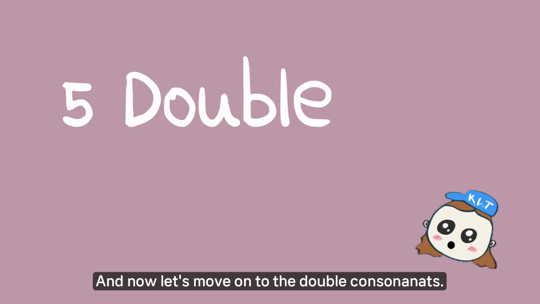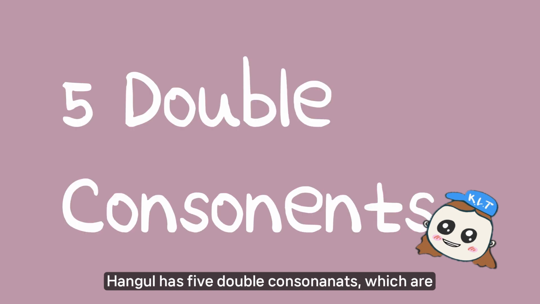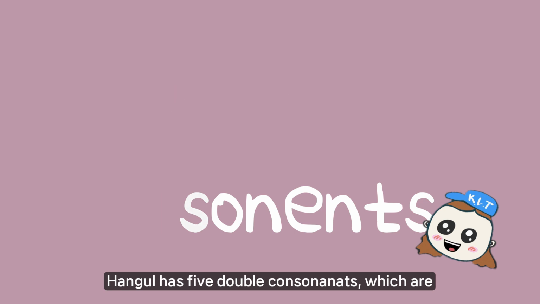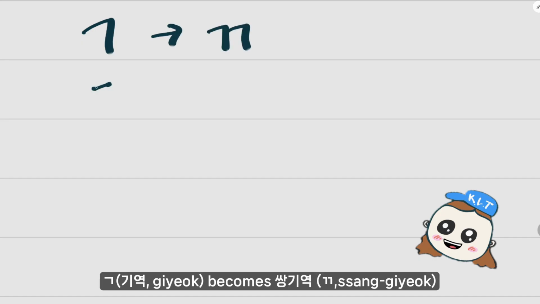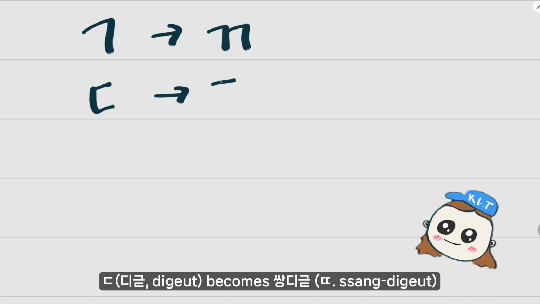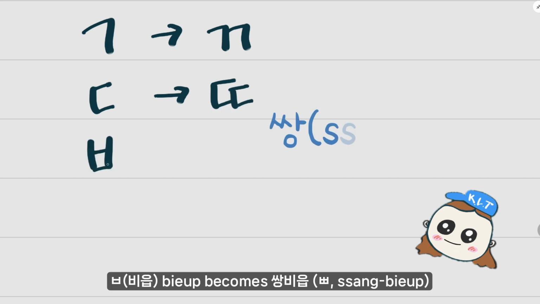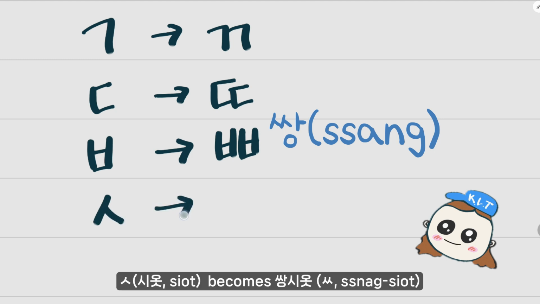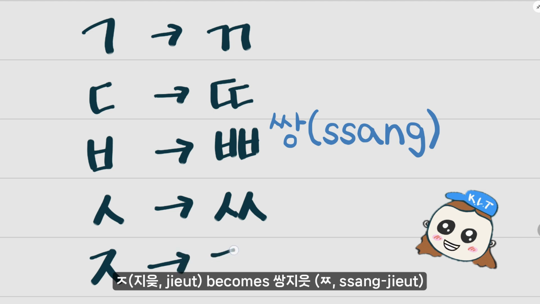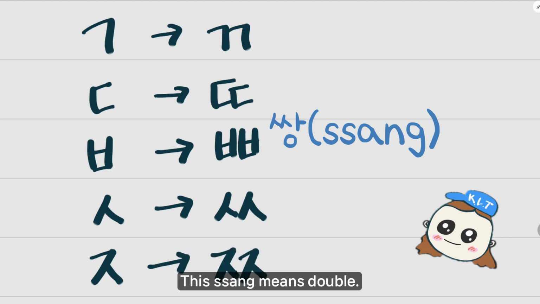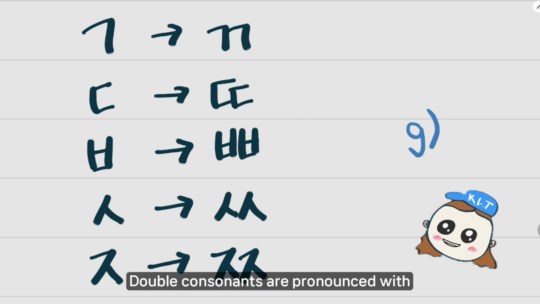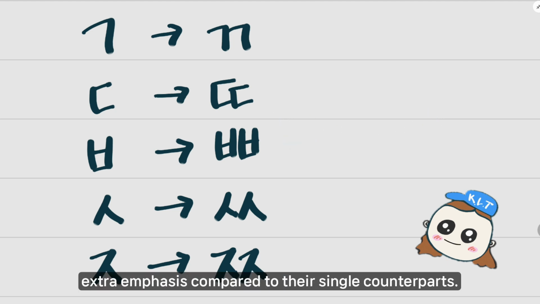And now let's move on to the double consonants. Hangul has 5 double consonants, which are 기역 becomes 쌍기역, 디귿 becomes 쌍디귿, 비읍 becomes 쌍비읍, 시옷 becomes 쌍시옷, 지읒 becomes 쌍지읒. This 쌍 means double. Double consonants are pronounced with extra emphasis compared to their single counterparts.